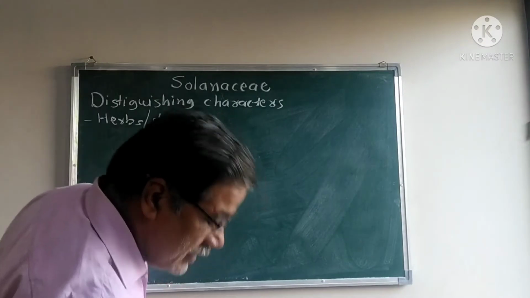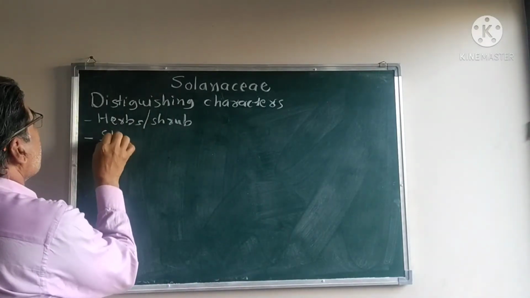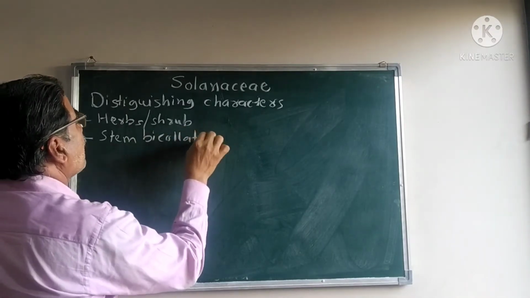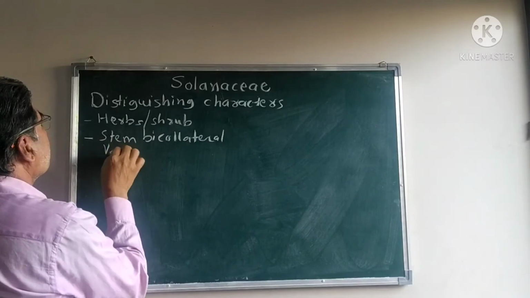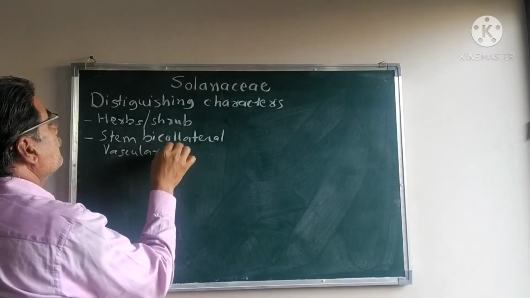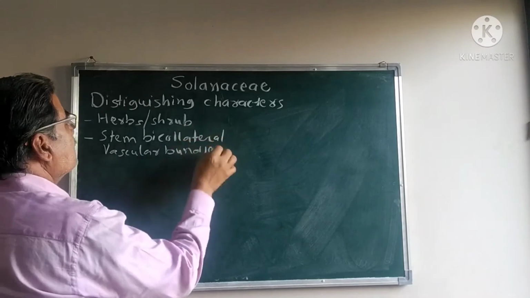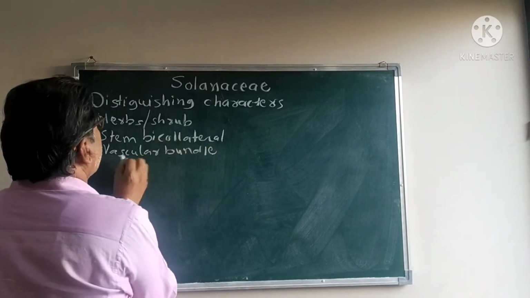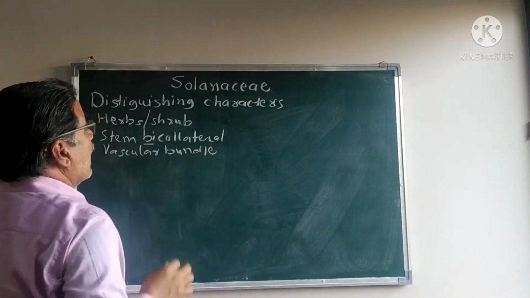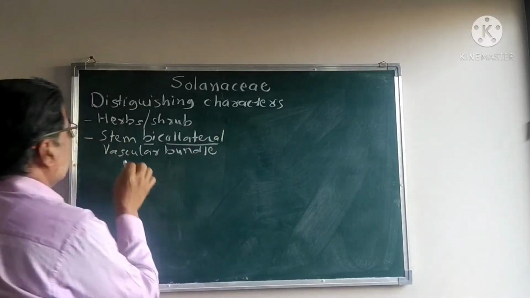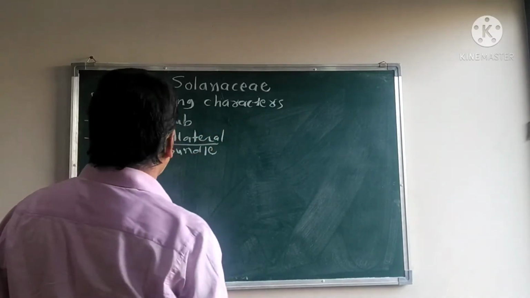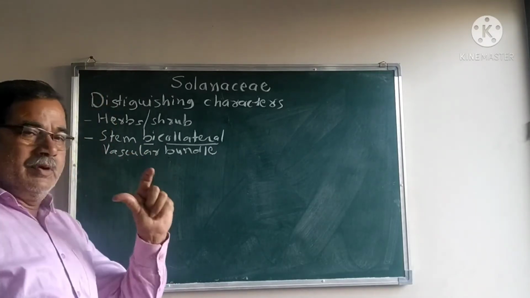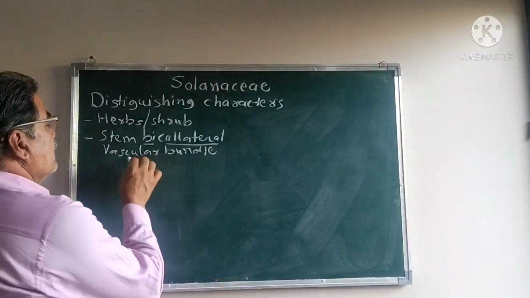The stem has bicollateral vascular bundles. These characters are important anatomical characters. Here the vascular bundles are bicollateral vascular bundles, in which the xylem, phloem and cambium are present. Xylem and phloem grouped together in a patch is known as the vascular bundle.